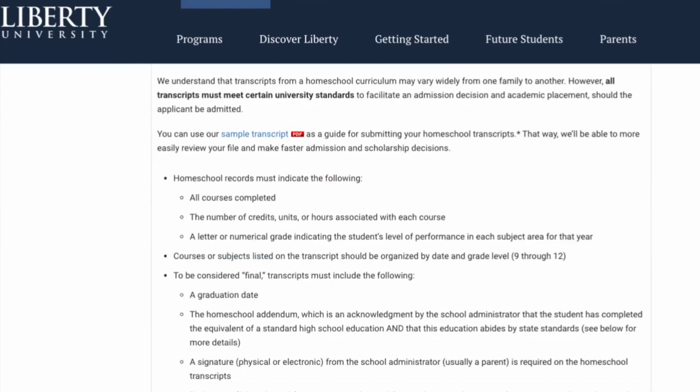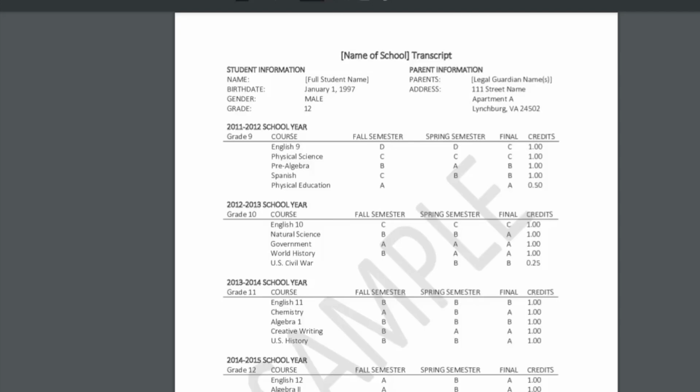And it goes in and it talks about, and this one I like, it even gives you a sample transcript. Okay, and so this is how they set it up. Notice what they want up here. So they want the name of the school. And again, I would just put homeschool. Like, you don't have to make up some school name or anything. You can, but you don't have to.